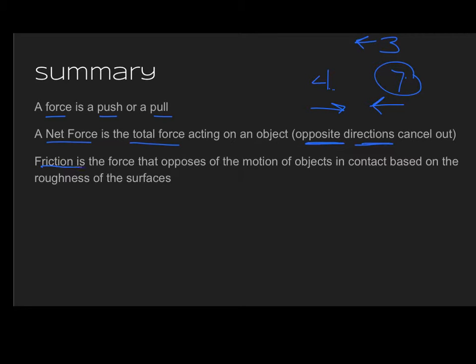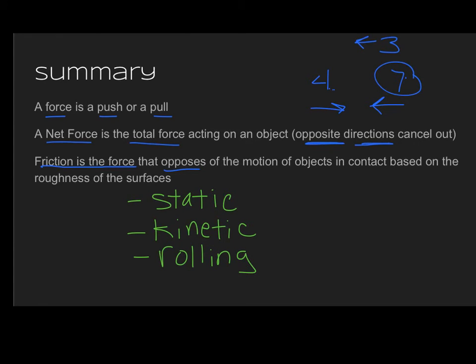Then frictional force is the force that opposes the motion of objects in contact based on the roughness of the surface. And the 4 types were static, which was the stationary one, kinetic, which is sliding, rolling, which is self-explanatory, and fluid, which is through anything that is a gas or a liquid.